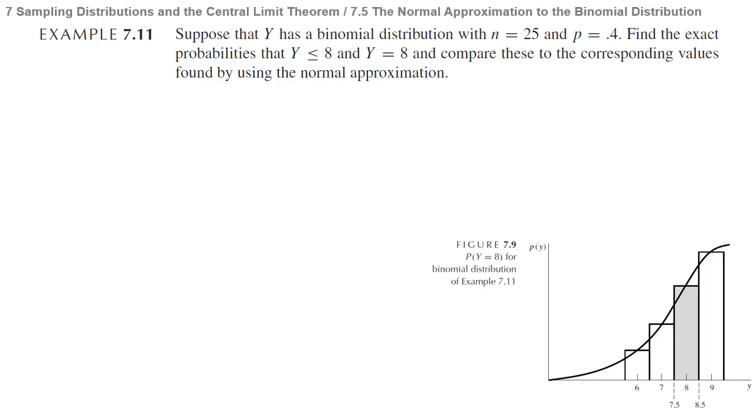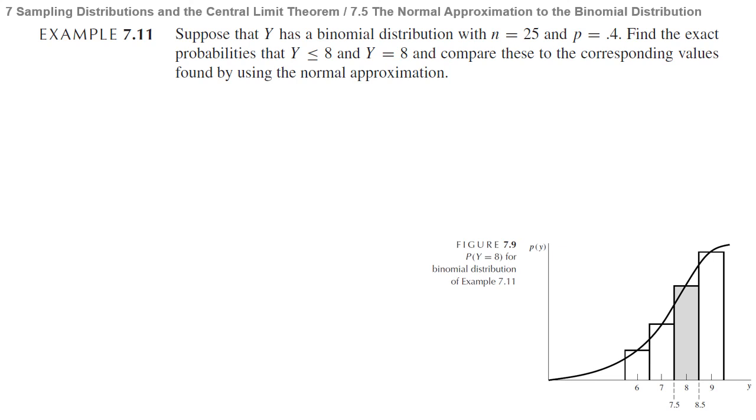Let's move on to example 7.11. Suppose that Y has a binomial distribution with n equals 25 and p equals 0.4, and find the exact probabilities that Y is less than or equal to 8 and Y is equal to 8, and compare these to corresponding values found by using the normal approximation.